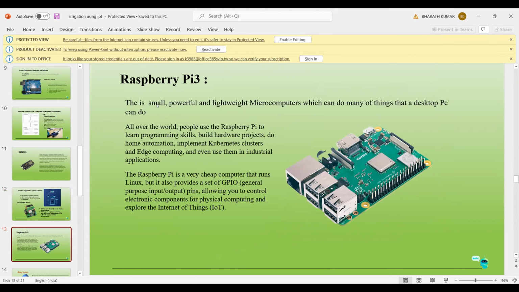Now, Raspberry Pi 3. It is a small, powerful, and lightweight microcomputer which can do many things that a desktop PC can do. People around the world use Raspberry Pi to learn programming skills and to build hardware projects. It is the main part, like a brain.